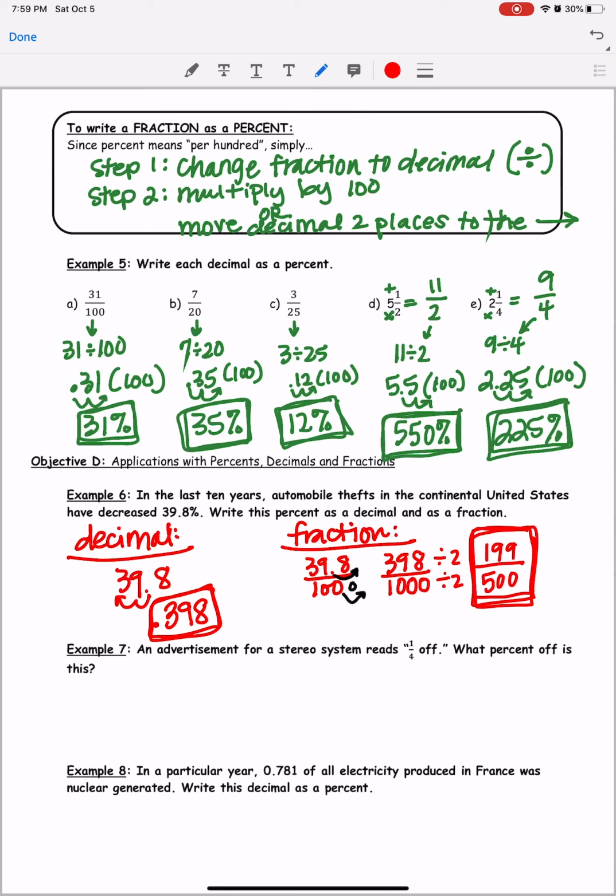Okay. 7, an advertisement for a studio reads 1/4 off. What percent is this? Okay, so that's what we just did right up here. Okay, I need to go from here to here. So in our calculators, we'll do 1 divided by 4 to get 0.25. And then you either multiply this by 100 or you move this over 2 places. We're going to get 25%. So it's 25% off.